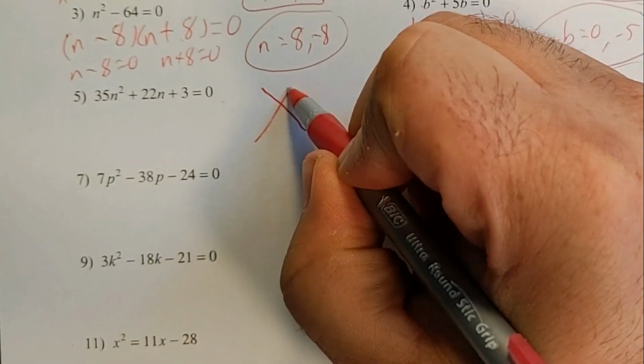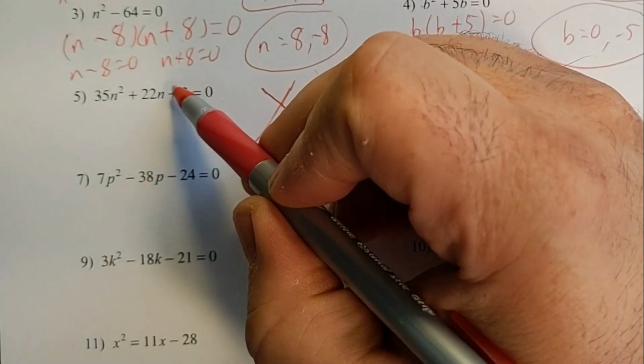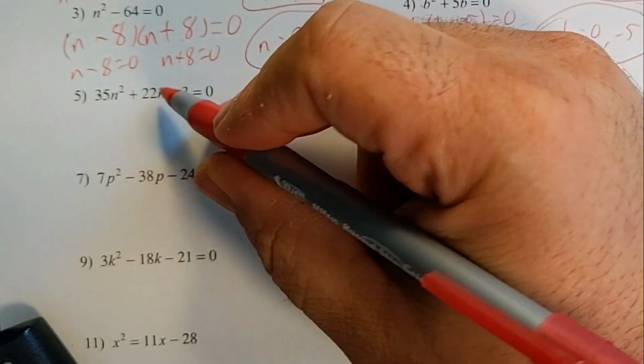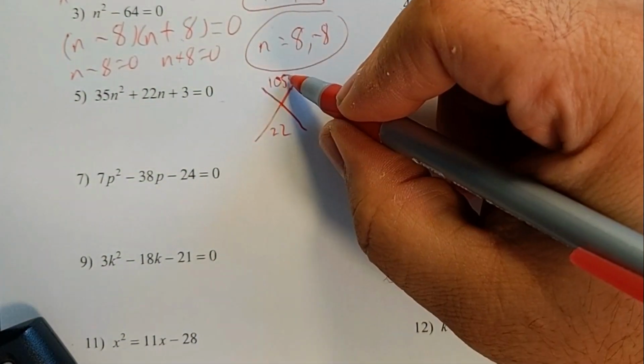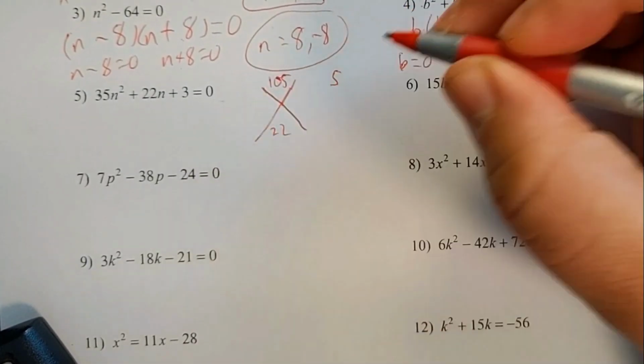That means you're still going to do this x to organize your information like we did on the first two problems. 35 times 3 is 105. And then 22 goes down here. Since I can see a 5 right here on the end, I know I can divide by 5. So if I divide by 5, I get 21.